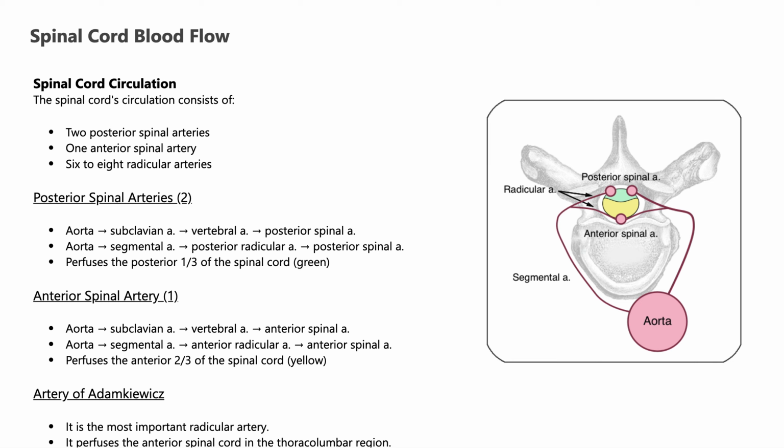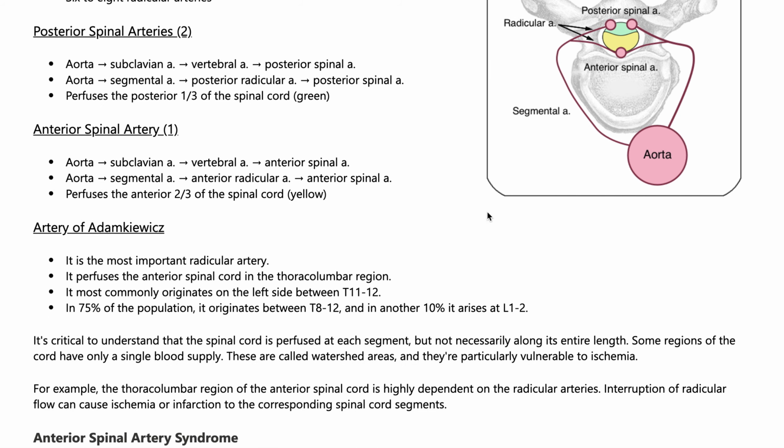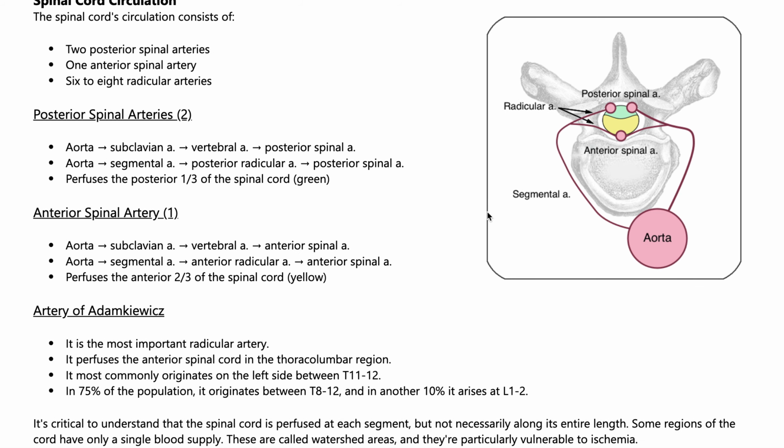picture to the right. Regarding the anterior spinal artery, there's only one, and blood flow is from the aorta to the subclavian artery to the vertebral artery to the anterior spinal artery, and from the aorta to the segmental artery to the anterior radicular artery to the anterior spinal artery. The anterior spinal artery perfuses the anterior two-thirds of the spinal cord, illustrated in yellow on the picture to the right.